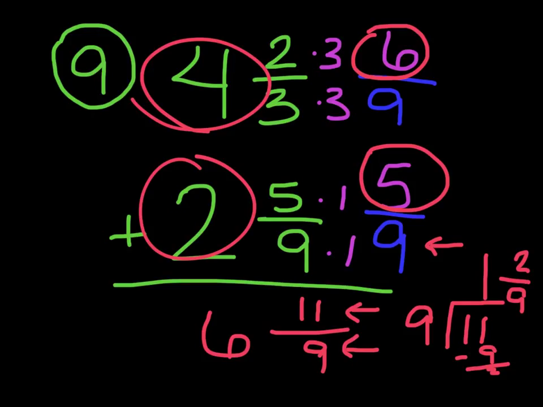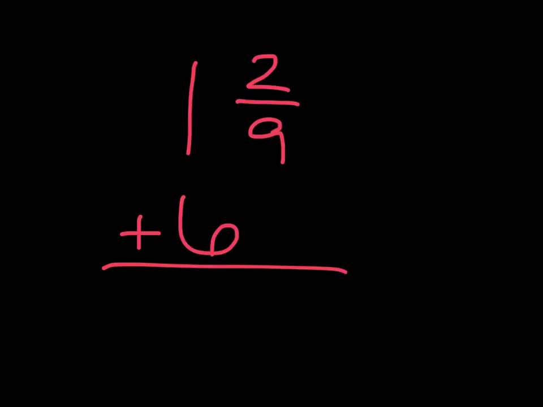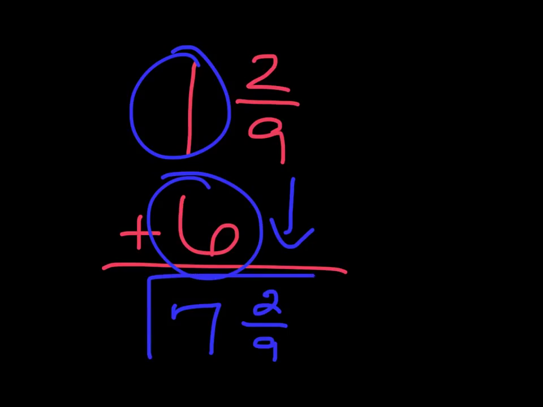Okay, so what you're going to do is add this to this. You'll just add the 1 plus the 6, which gives you 7, and then the 2 9ths just come straight down. And then you're done. Your answer is 7 2/9.